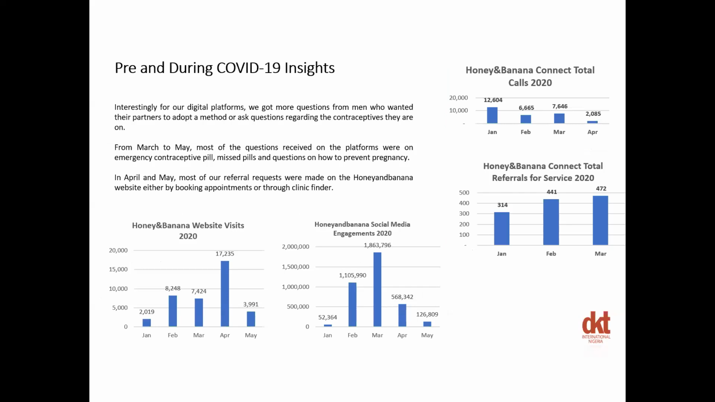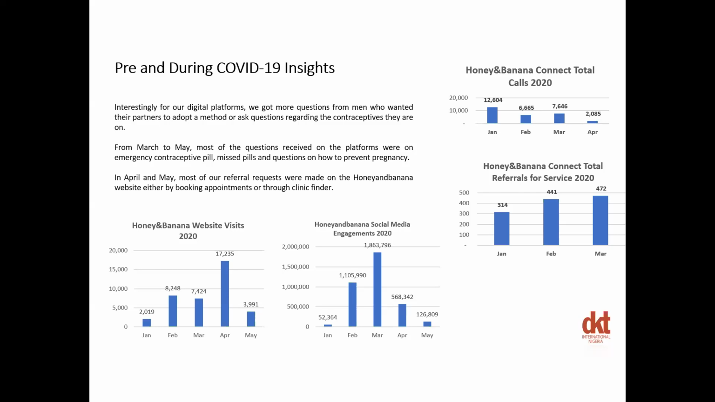Here, I just want to talk about some pre and during COVID insights. Interestingly, for our digital platforms, we got more questions from men as opposed to women who generally call, and questions relating to their partners adopting a method, and in general, how to prevent pregnancy for my wife or for my girlfriend, that sort of thing. And also, we noticed from March to May, the questions started turning more towards emergency contraceptive methods, missed pills, and again, in general, how to prevent pregnancy.